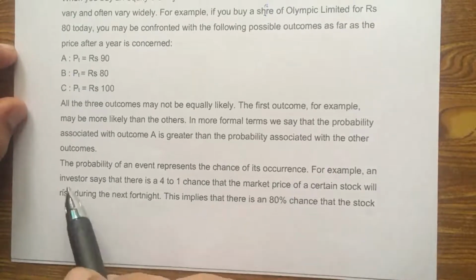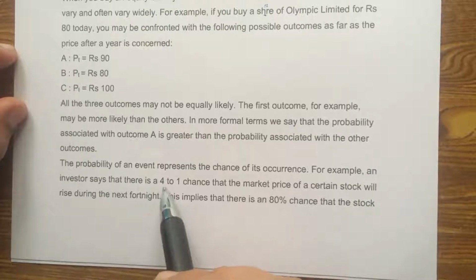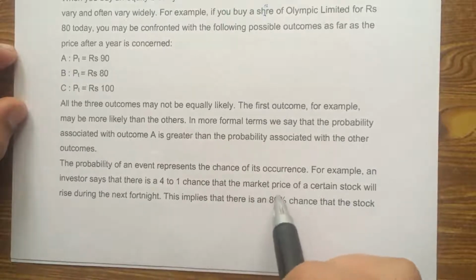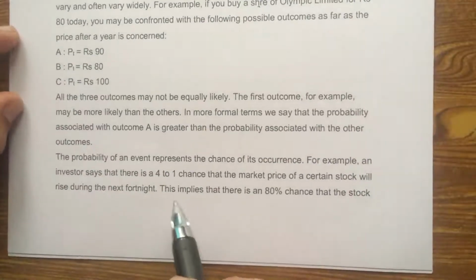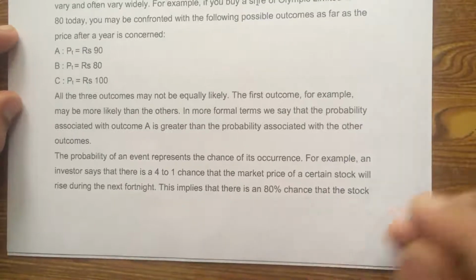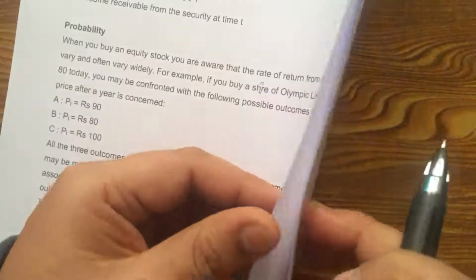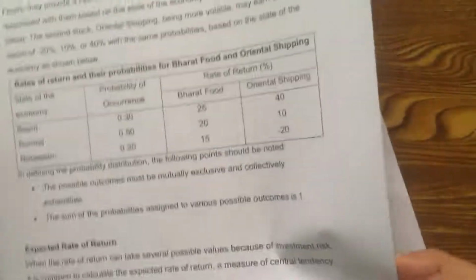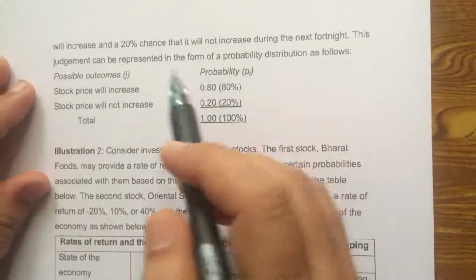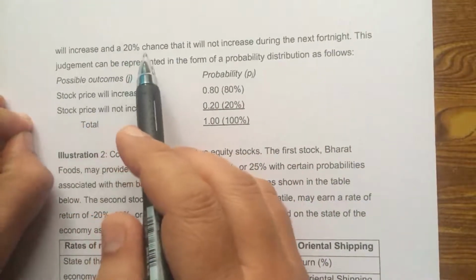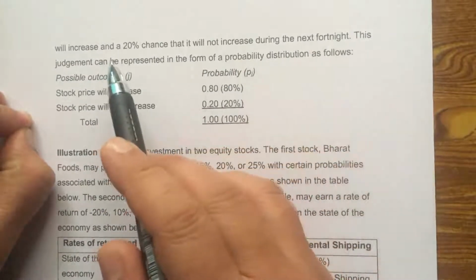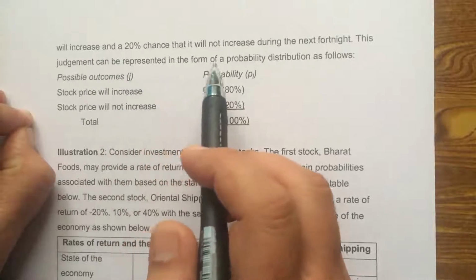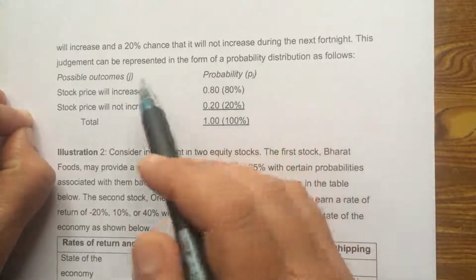For example, an investor says that there is a 4-to-1 chance that the market price of a certain stock will rise during the next fortnight, in the next 2 weeks. Now, what does that mean? This implies that there is an 80% chance that the stock will increase, and a 20% chance that it will not increase during the next fortnight. This judgment can be represented in the form of a probability distribution as follows.